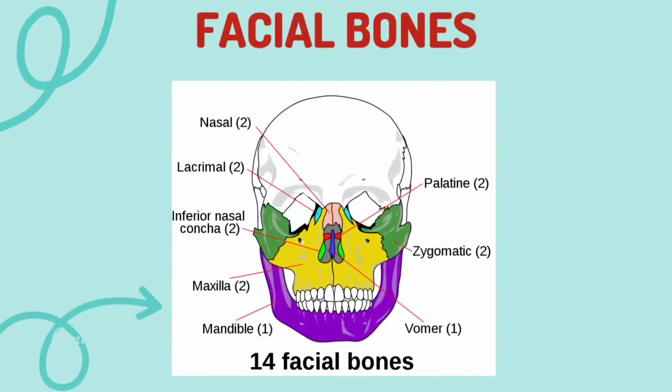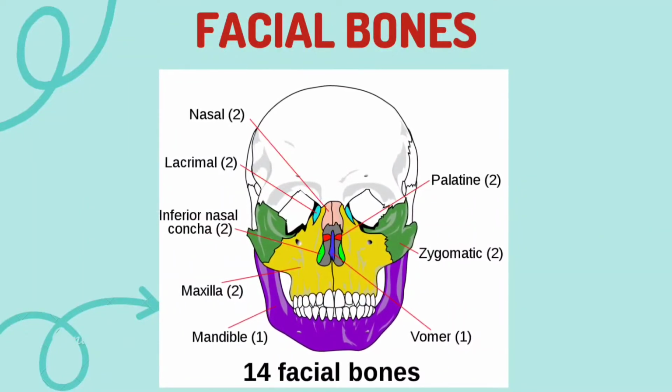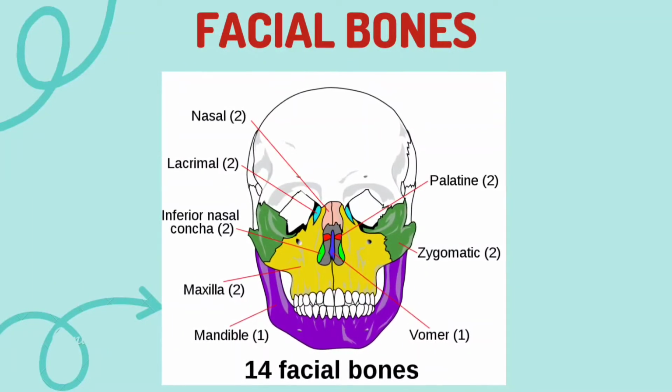So mainly total number of facial bones are 14. Zygomatic bone 2, 2 maxilla bones, 2 nasal bones, 2 lacrimal bones, 1 vomer bone, 2 palatine bones, 2 inferior nasal concha and 1 mandible.